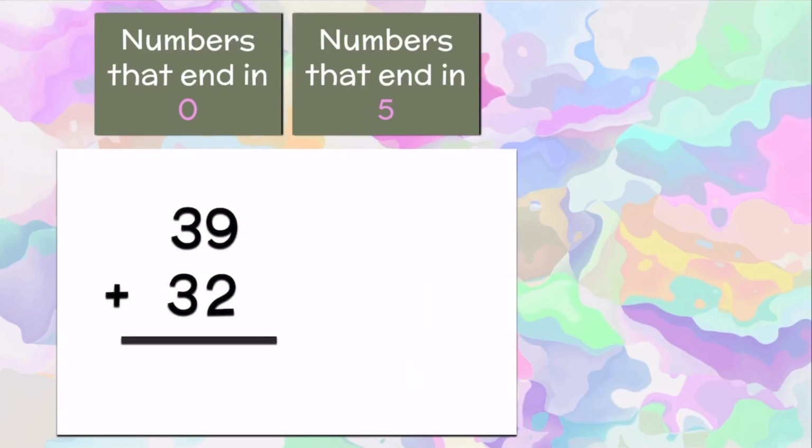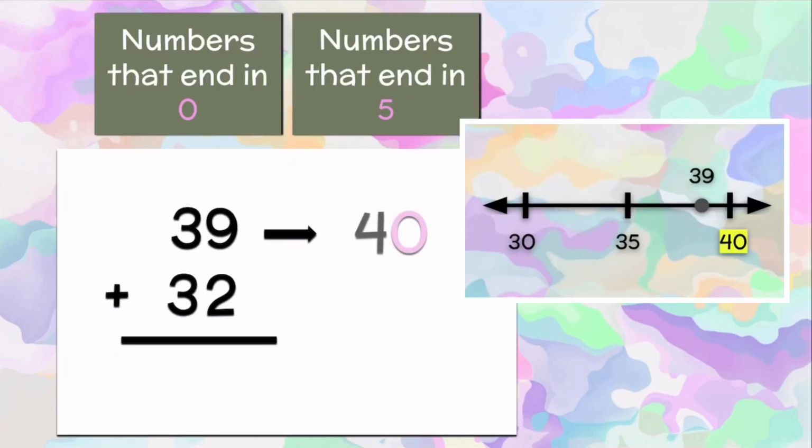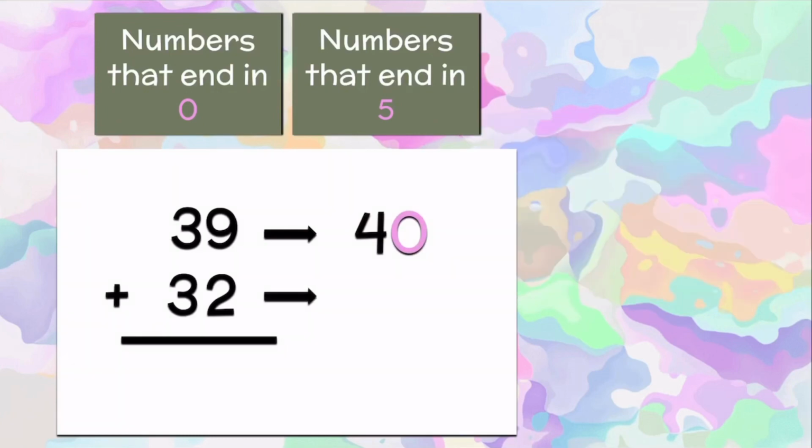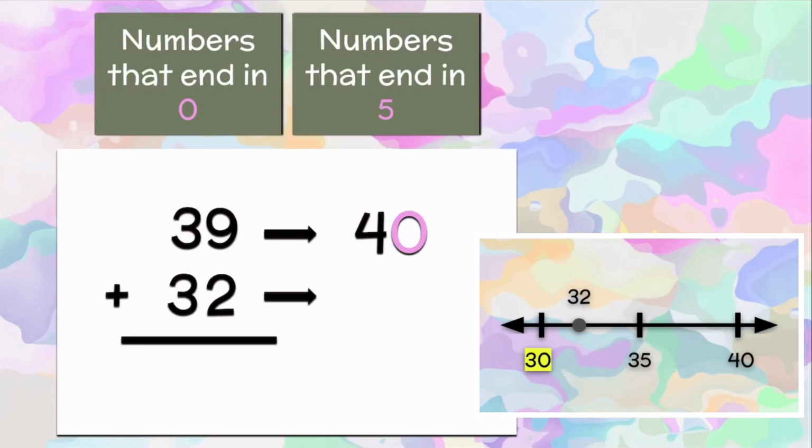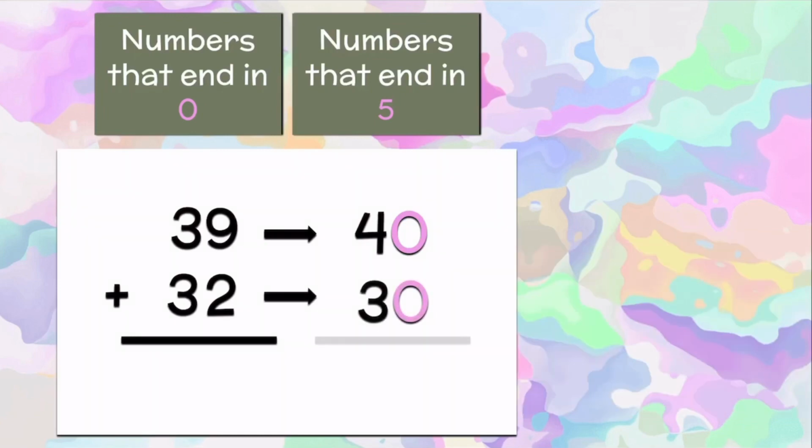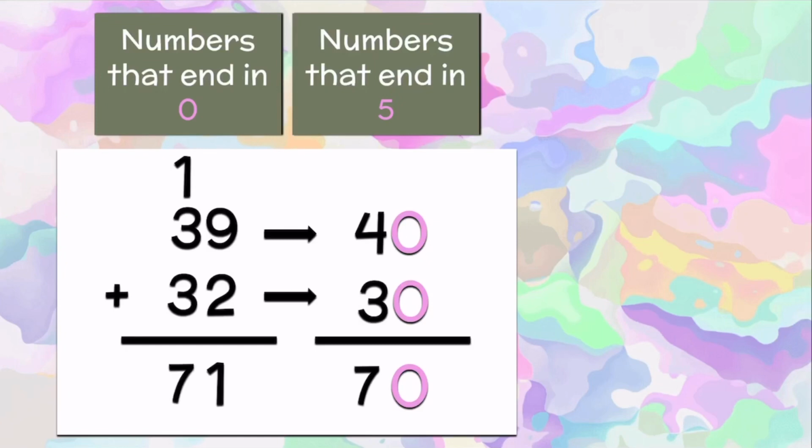39 plus 32. Let's think, 39 is close to what number that ends either in a 0 or a 5? We know that 40 is pretty close and it ends in a 0. For 32, we know that 32 is pretty close to 30 and that ends in a 0. 0 and 0 make 0, and 4 plus 3 makes 7. Now let's add the standard way. 9 plus 2 is 11, and 3 and 3 make 6, plus 1 is 7. We notice that 71 is approximately 70.